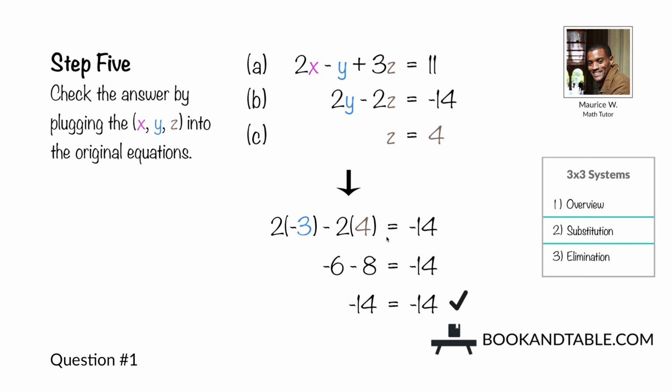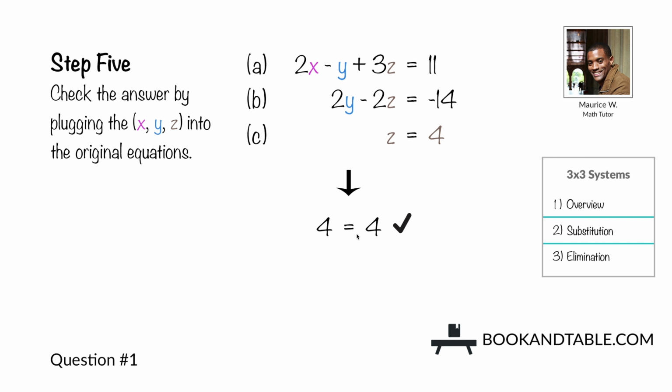So now we move on to equation B. 2y minus 2z is equal to negative 14 would give us 2 times negative 3, which is negative 6, minus 2 times 4, which would give us minus 8. Negative 6 minus 8 is equal to negative 14, giving us the true statement, negative 14 is equal to negative 14, confirming that these are the correct values for y and z for this equation.